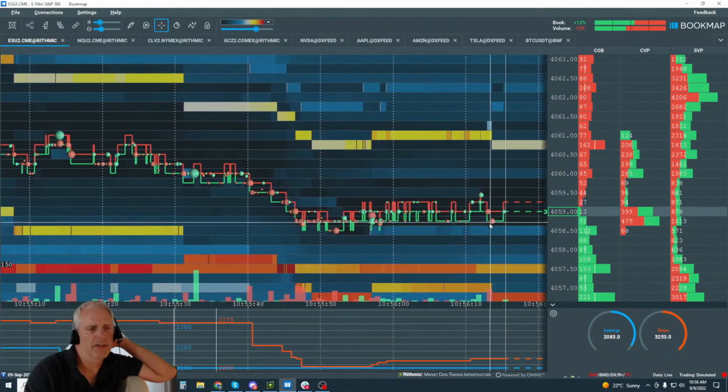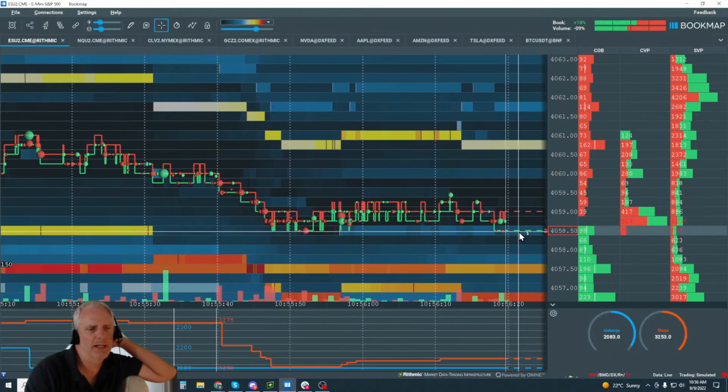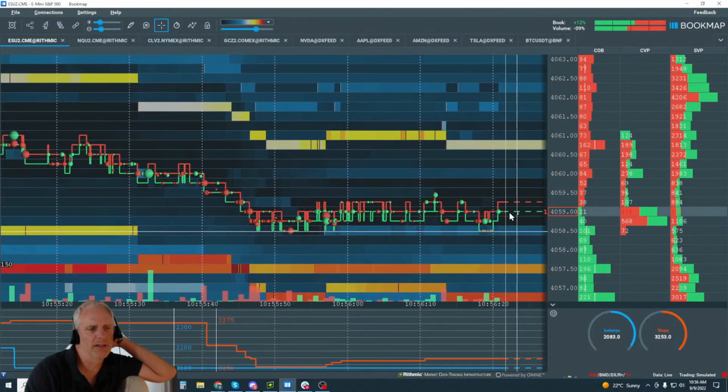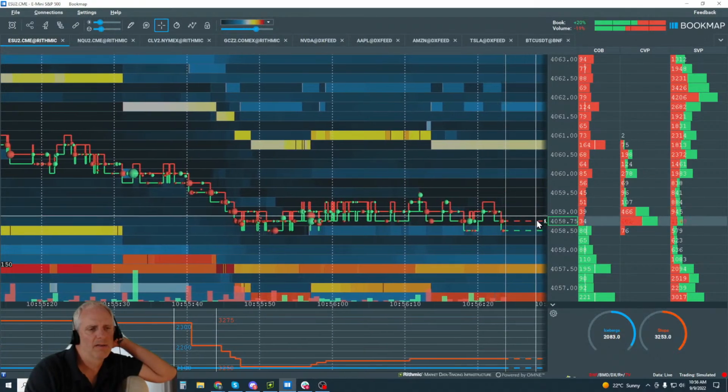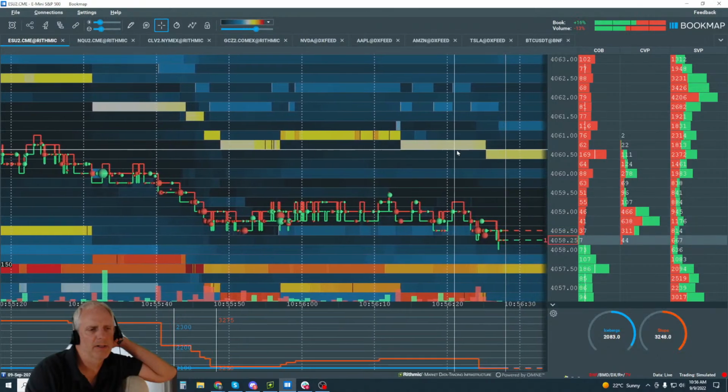All right, let's see if we get our sellers again. Let's see it, sellers. There we go. And they're starting to auction down here. One more, and there we should get the move. Now we should get the move. Let's see it, sellers.